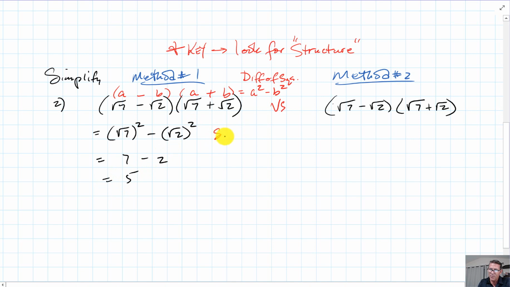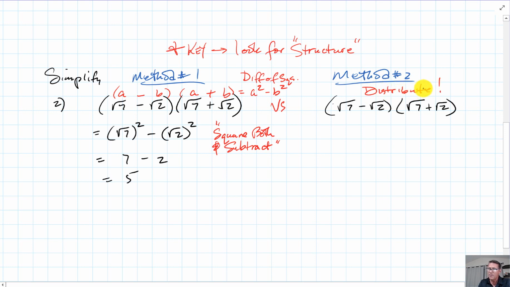So you square both and subtract. That's what I was talking about in the previous video. That's where the name difference comes from. But that's the difference of squares in simple terms. So that's method 1. Method 2, flat out distribute. Distribute both terms.